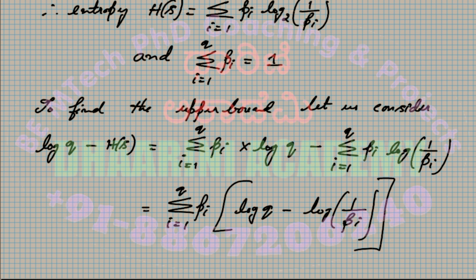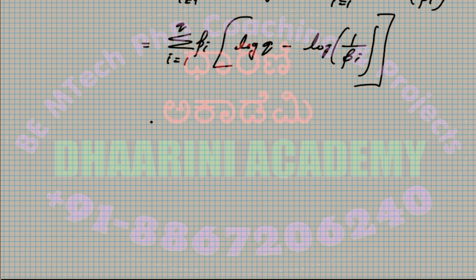Now, from the properties of log, I can write summation i is equal to 1 to Q of Pi, log Q, and the minus I can make plus if I take the Pi in the denominator to the numerator. So this is simply log Pi. So log Q plus log Pi. Log A plus log B is log of AB, isn't it? So this is summation of Pi log of Q times Pi.